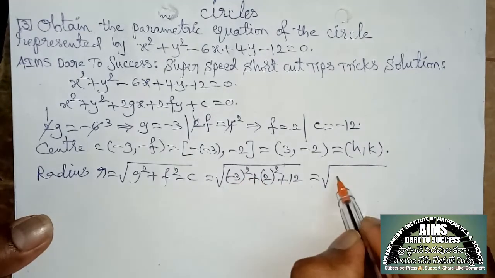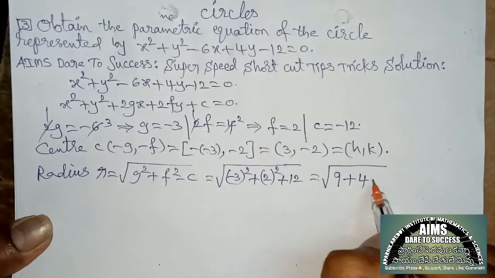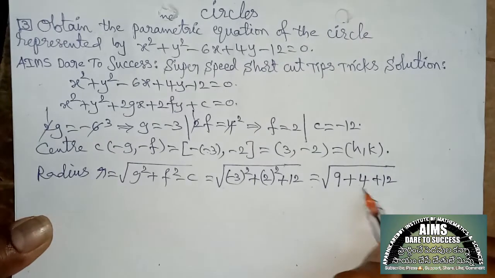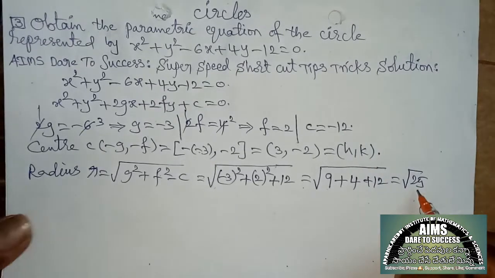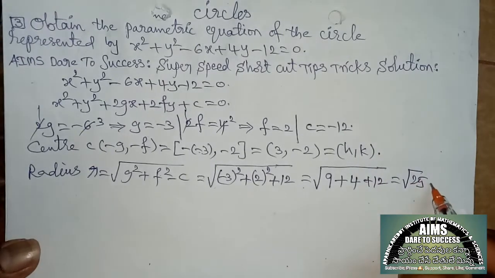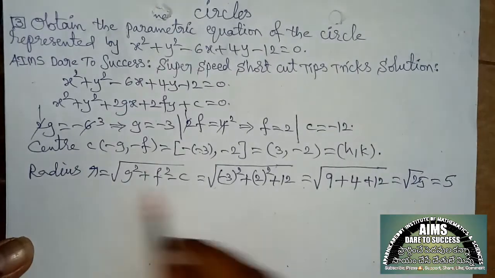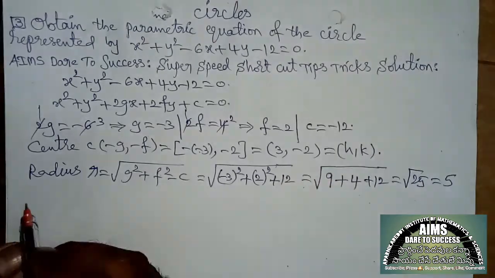So (-3)² is 9, plus 2² is 4, plus 12. 9 plus 4 is 13, 13 plus 12 is 25. Root 25, 25 is a perfect square number, so root 25 becomes 5. So our radius value is 5, and the center value h comma k we got is 3 comma minus 2.